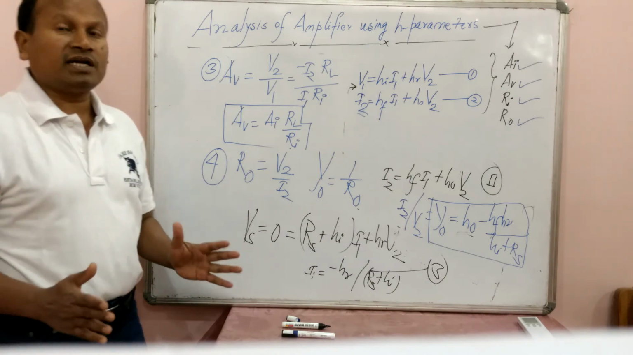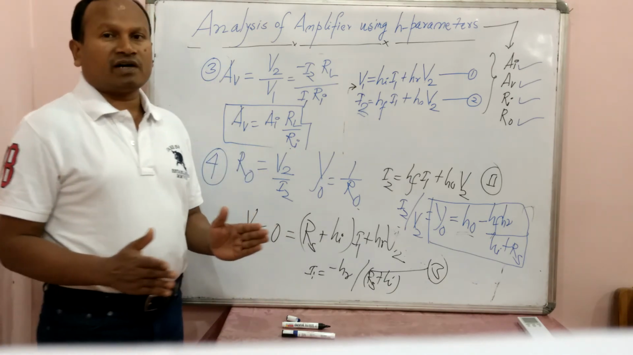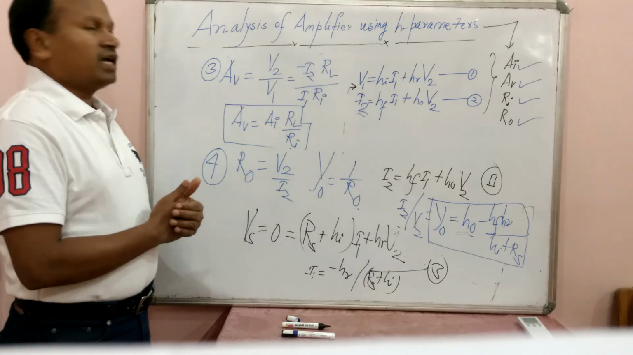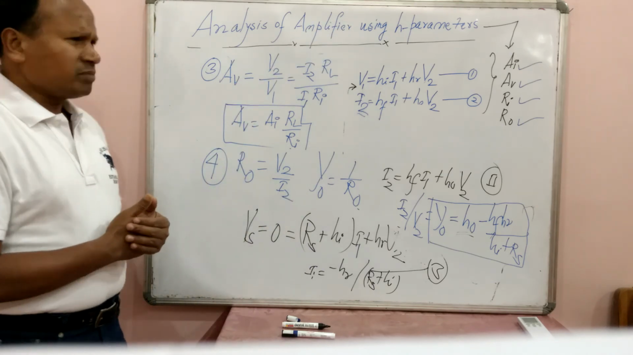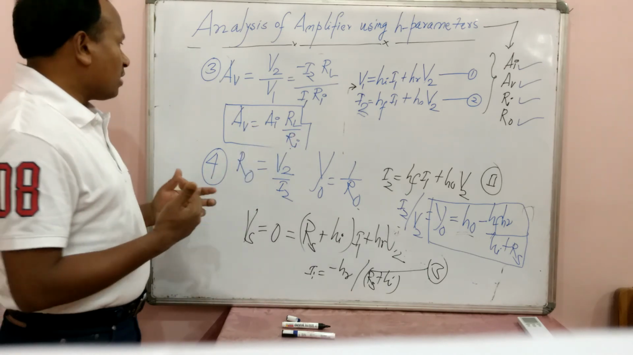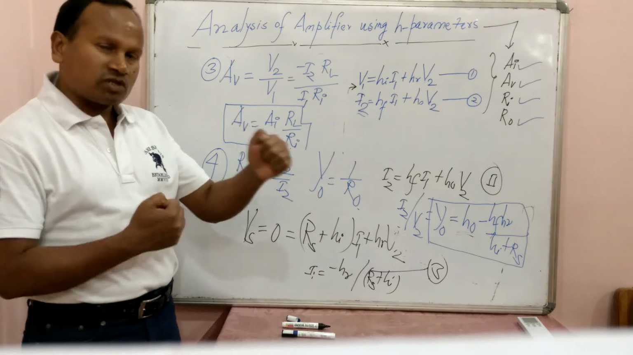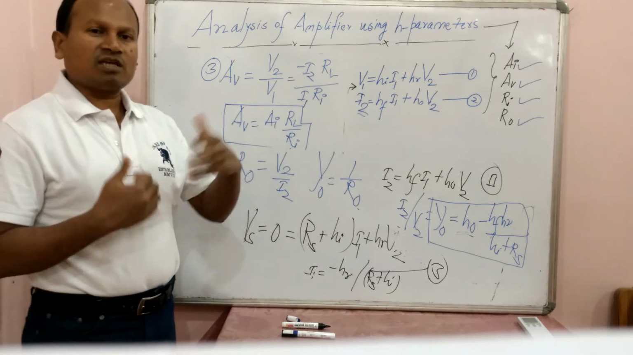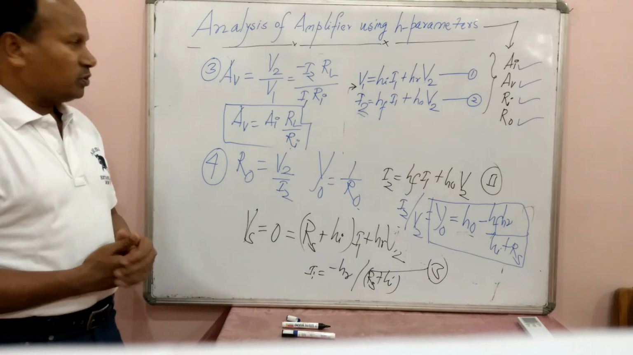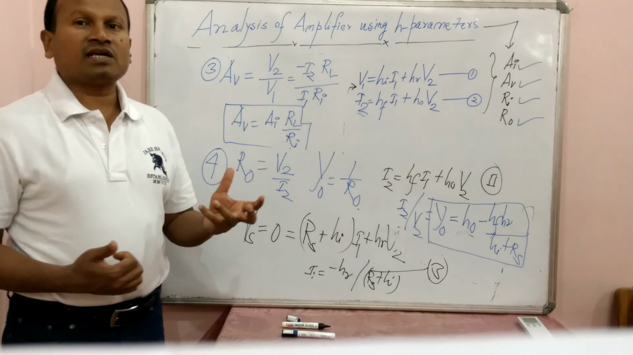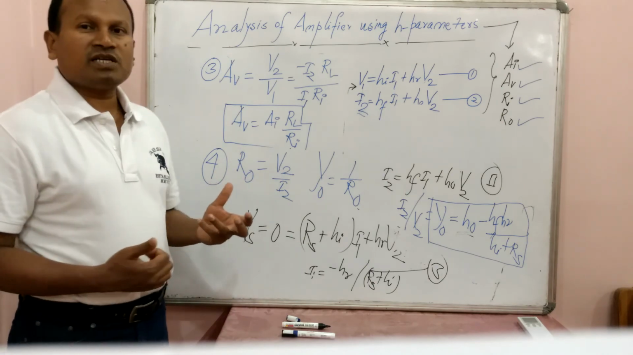So this completes analysis of transistor amplifier using H parameters, analysis of transistor amplifier using H model. Sometimes in some other literature, two more things are asked: voltage gain and current gain, taking source into consideration. So we will discuss AVS and AIS separately in some other lecture. I hope you have understood the concept of analysis of transistor amplifier using H parameters and H model.